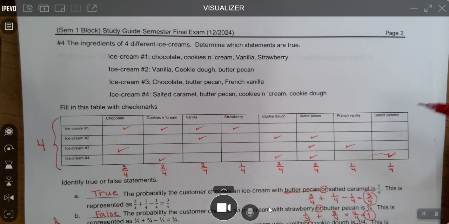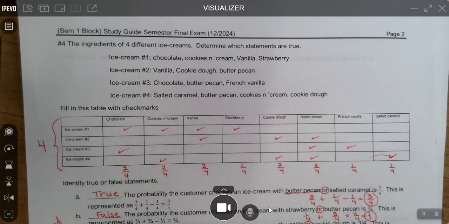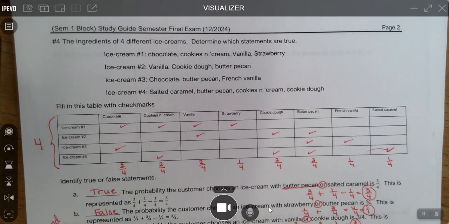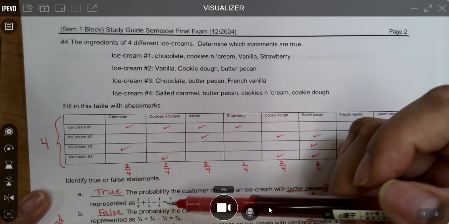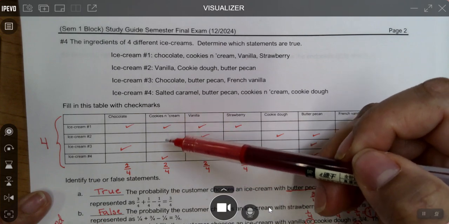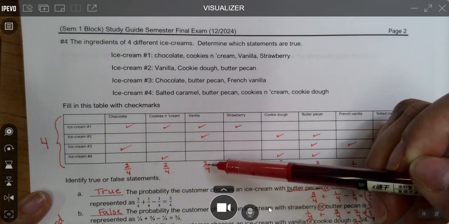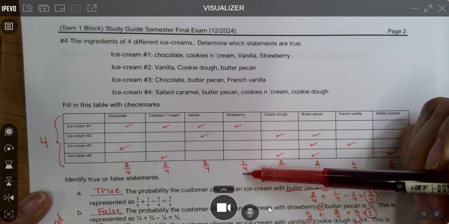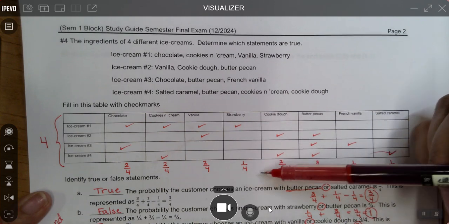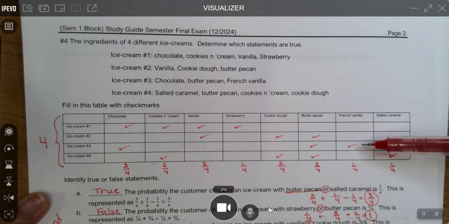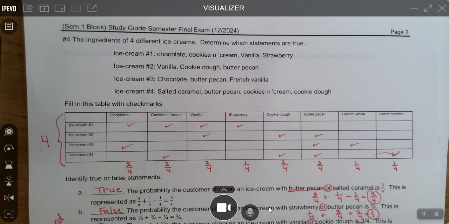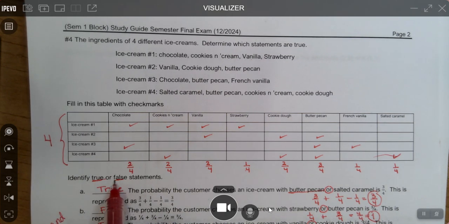All right, so the part that I did here is we have 4 ice creams, and what's the probability that they're going to have chocolate? Well, it's going to be 2 out of 4. The probability they'll have cookies and cream, 2 out of 4. Vanilla, 2 out of 4. Strawberry, only 1 out of 4. Cookie dough, 2 out of 4. Butter pecan, 3 out of 4. French vanilla, 1 out of 4. Salted caramel, 1 out of 4. All right, and then we have 4 statements and we need to know whether they're true or false.